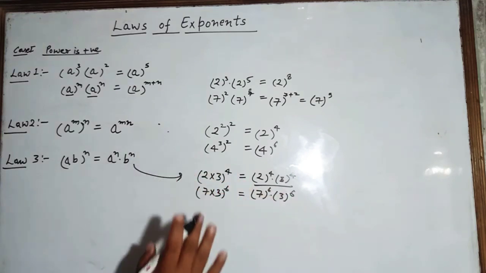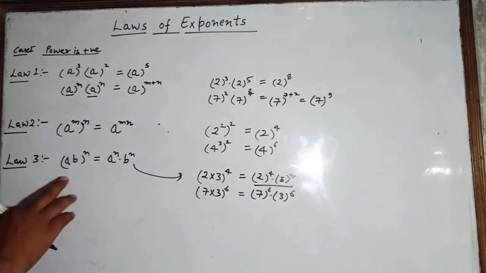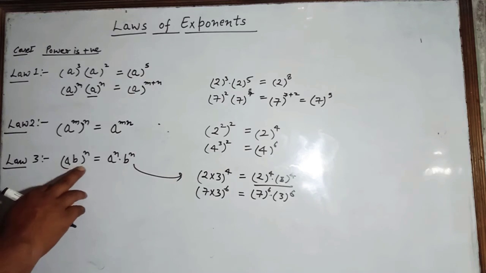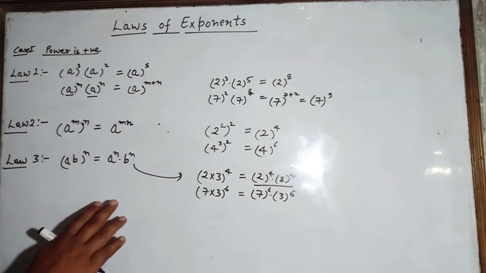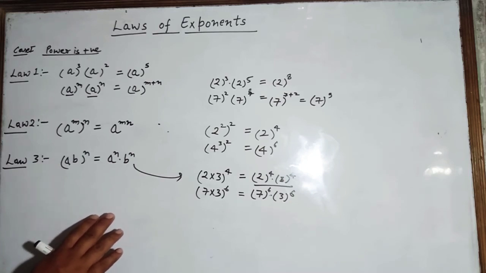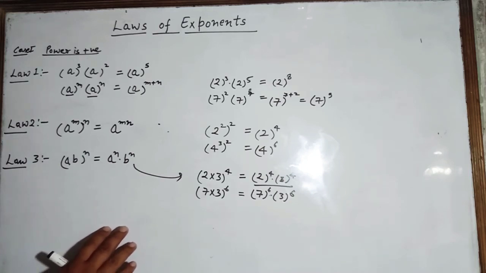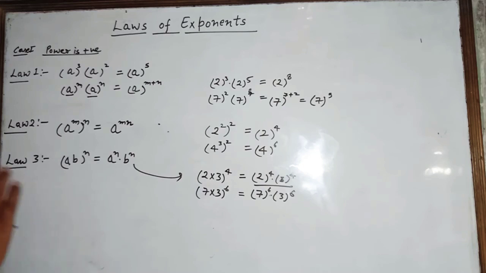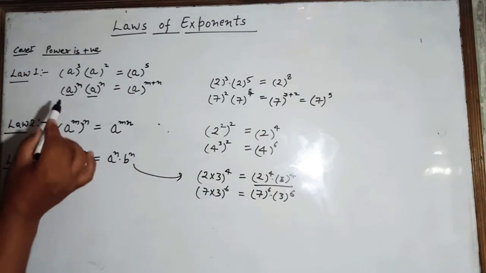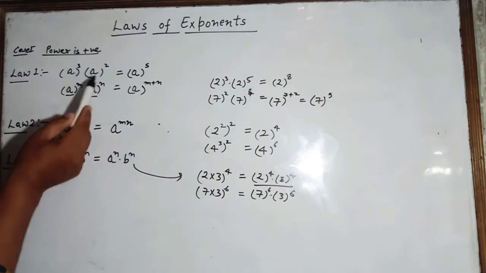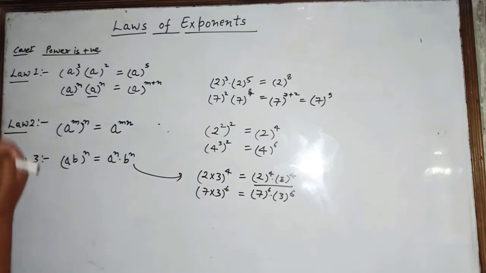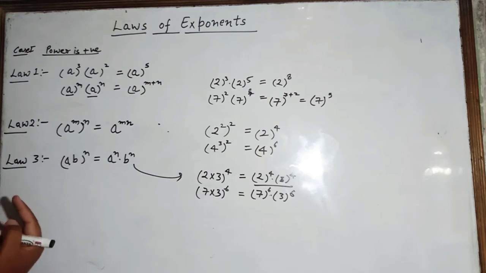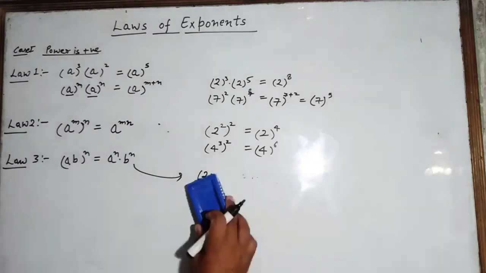So I hope it is clear what our third law is. That means (ab) to the power n is equal to a to the power n dot b to the power n. Now come to the next, that is division. Up to now we have learned about the cases in multiplication. Now come to division.